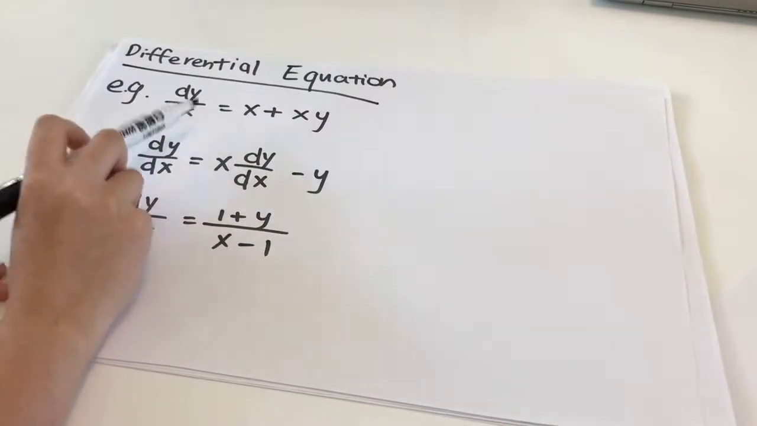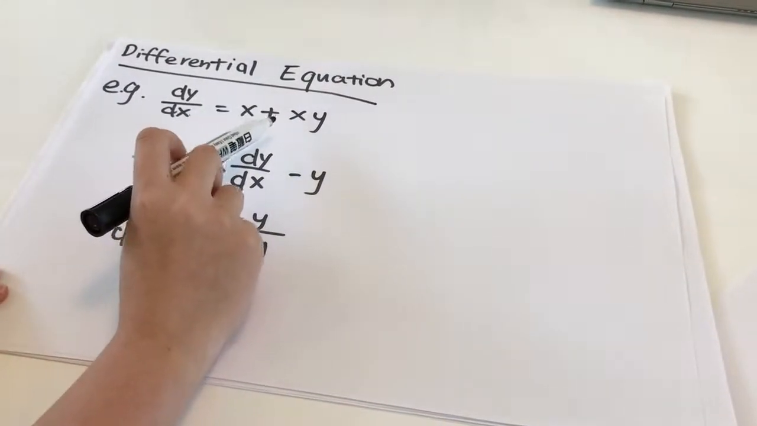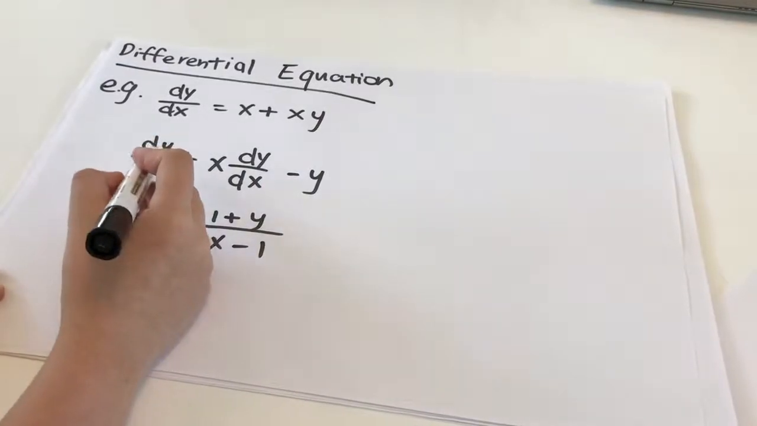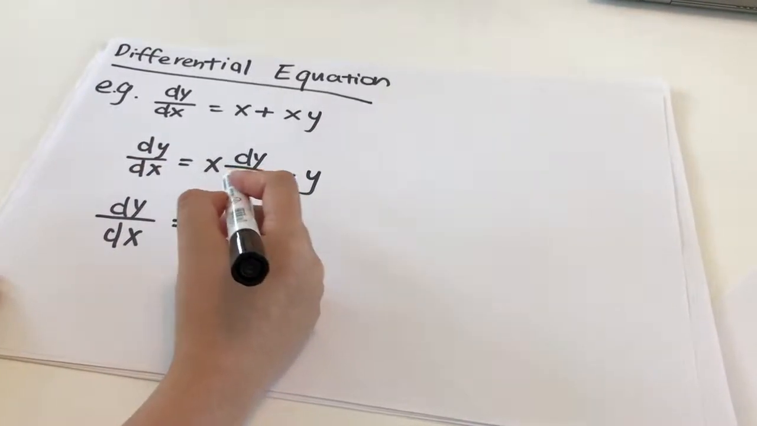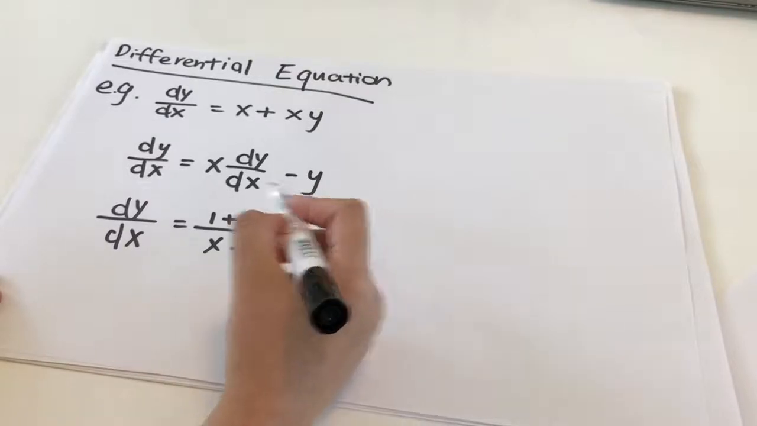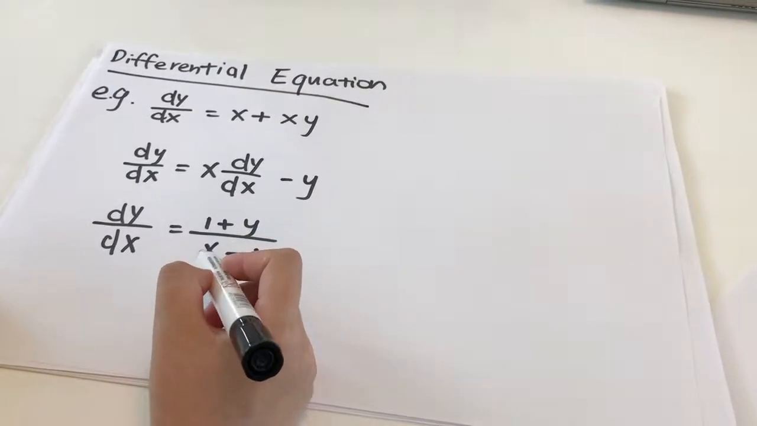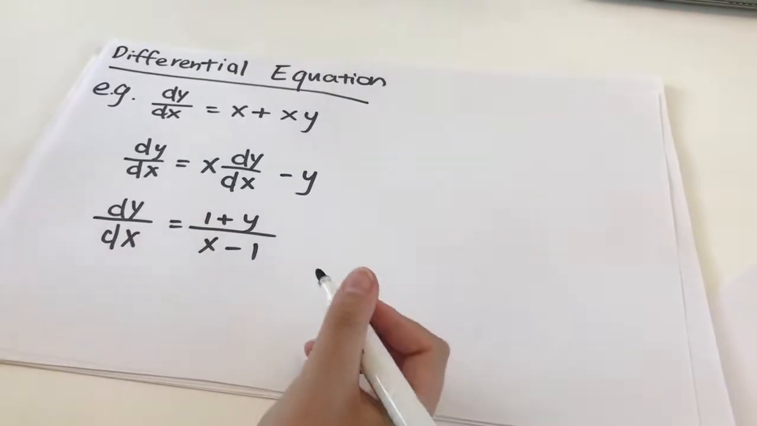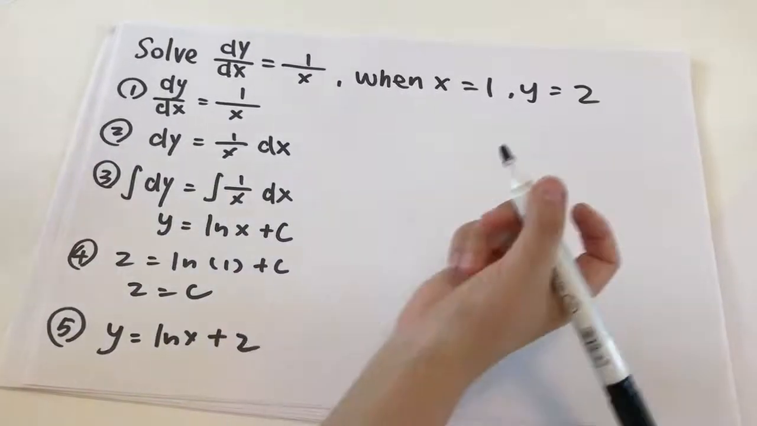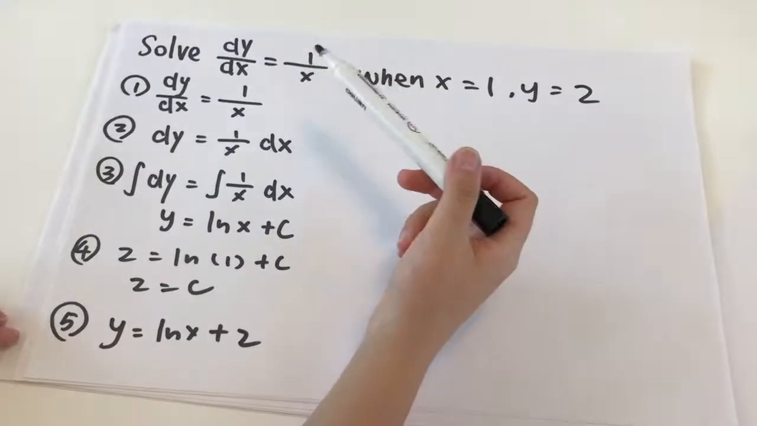This one is dy over dx equals x plus x times y. This one is dy over dx equals x times dy over dx minus 1. This one is dy over dx equals 1 plus y over x minus 1. Those are differential equations.